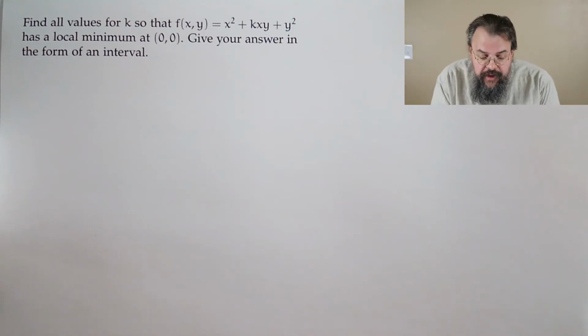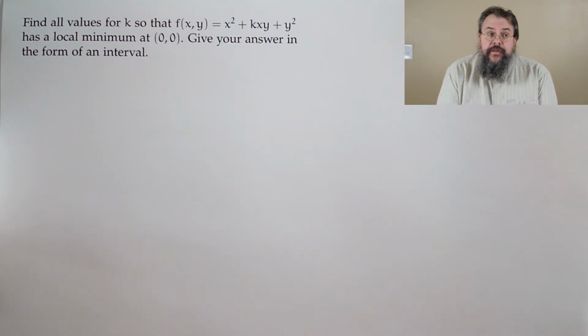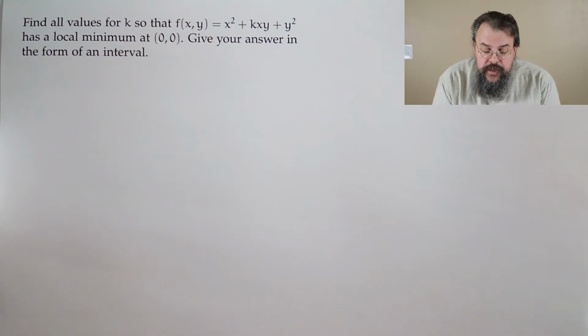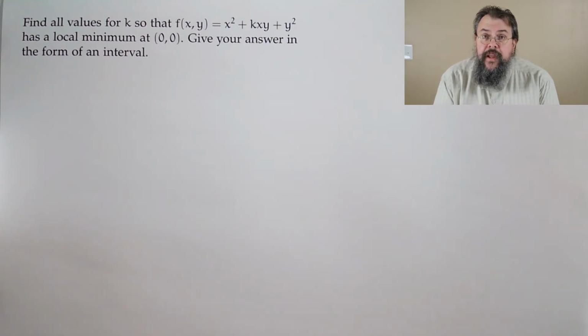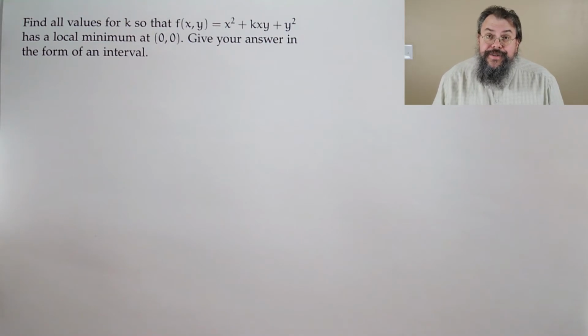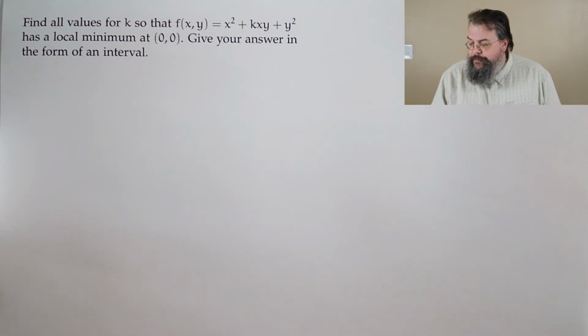Find all the values for k so that f of xy, which is x squared plus kxy plus y squared, has a local minimum at 0, 0. And give your answer in the form of an interval. All right, well, good. This should be interesting. Let's see where we go.